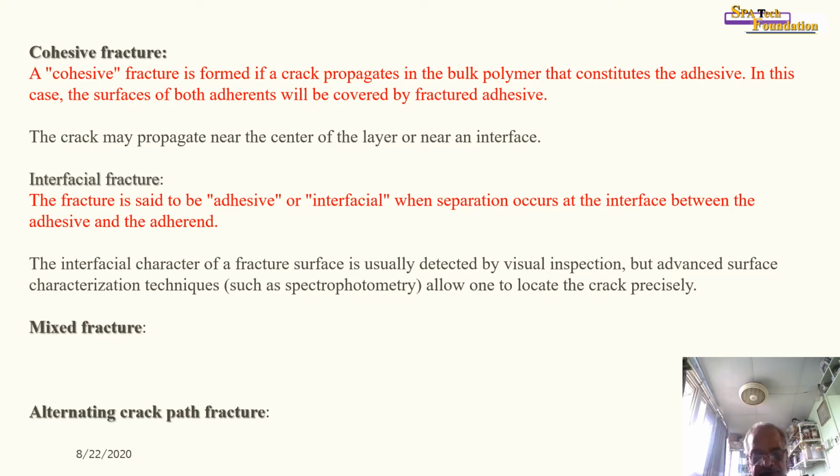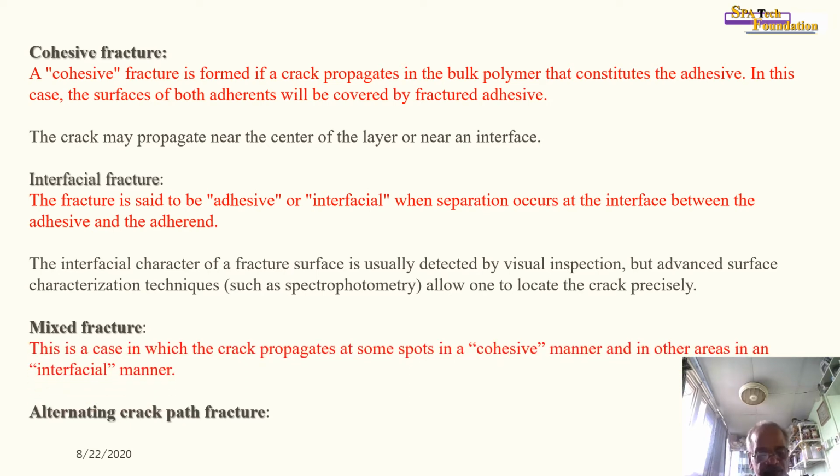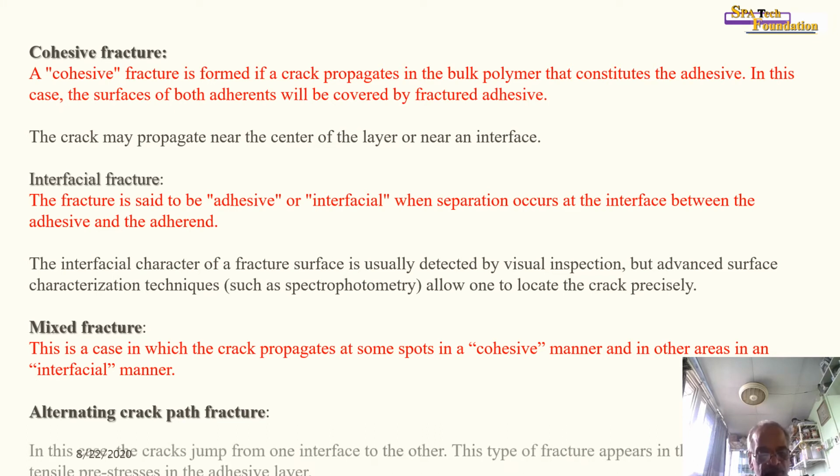The interfacial character of a fracture surface is usually detected by visual inspection, but advanced surface characterization techniques such as spectrophotometry allow one to locate the crack precisely. The mixed structure. This is a case in which the crack propagates at some spots in a cohesive manner and in other areas in an interfacial manner.